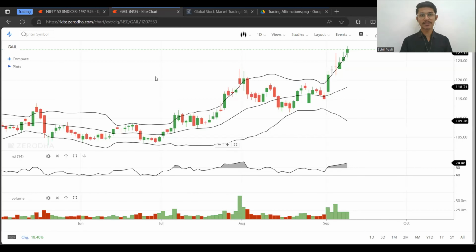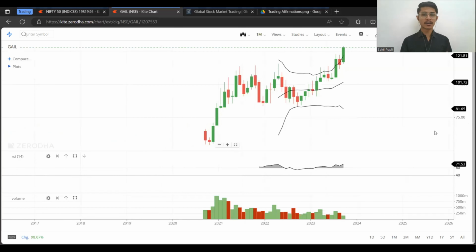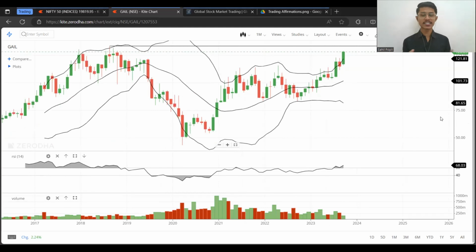So ensure that you watch this video till the end, and let's begin on screen with how we filter out those stocks. On screen you can see the stock GAIL India. Let me quickly open the monthly time frame, because to apply this cup pattern strategy you have to go for the monthly time frame, and look for a cup stock, which usually is in this kind of shape.